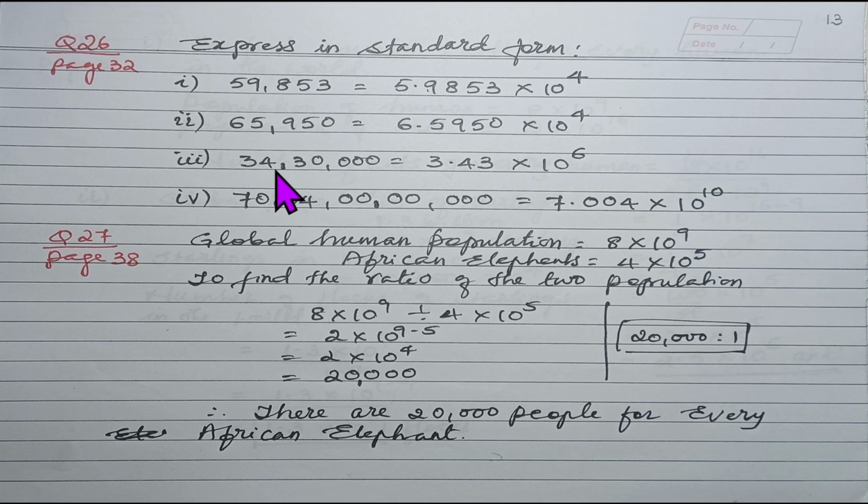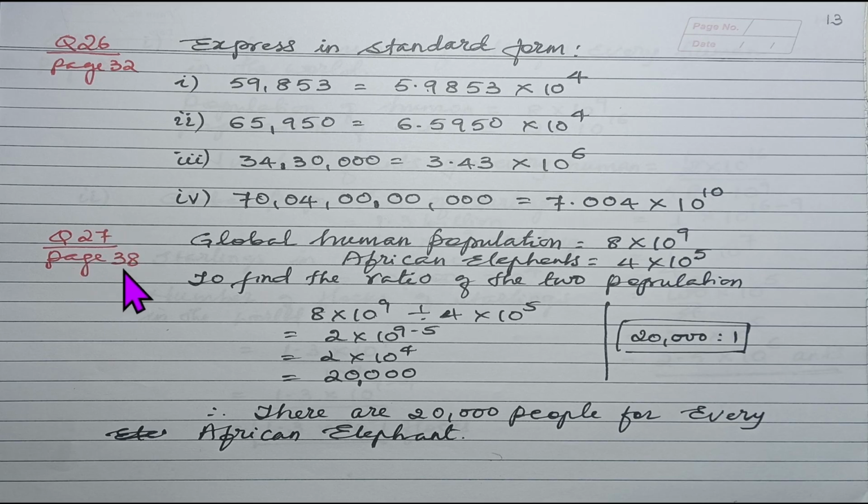Then we can write it in the standard form by putting the decimal point after 3, so I can take it as 3.43, 1, 2, 3, 4, 5, 6, into 10 raised to 6. Now this number can be written with the decimal point after 7. So 7.004 into 10 raised to 1, 2, 3, 4, 5, 6, 7, 8, 9, that is 10 raised to 10. So these are the standard forms or the scientific notation of the given numbers.